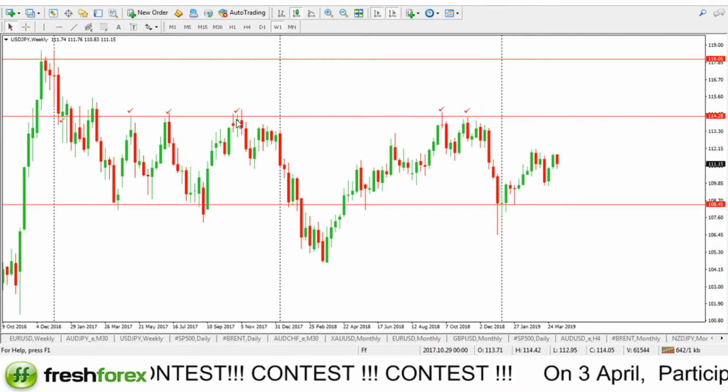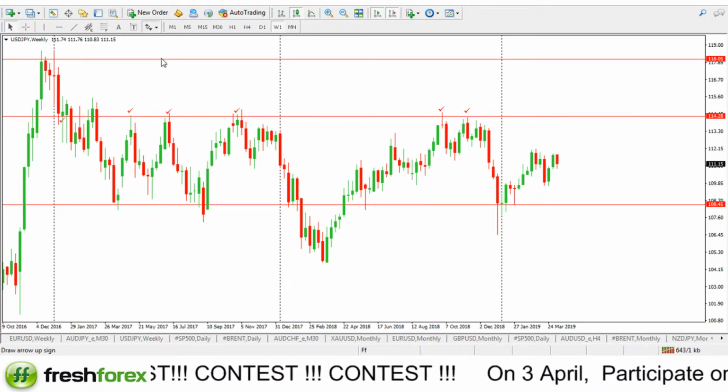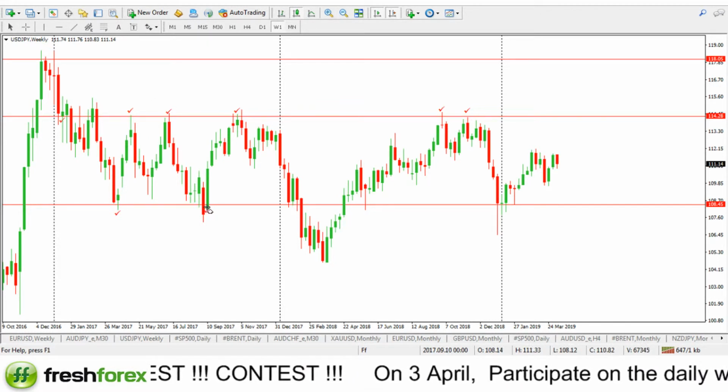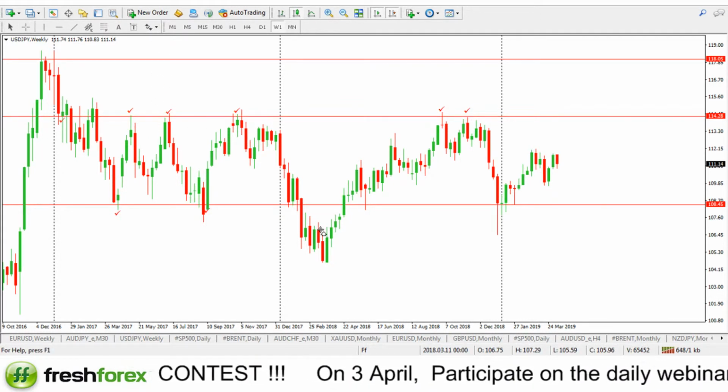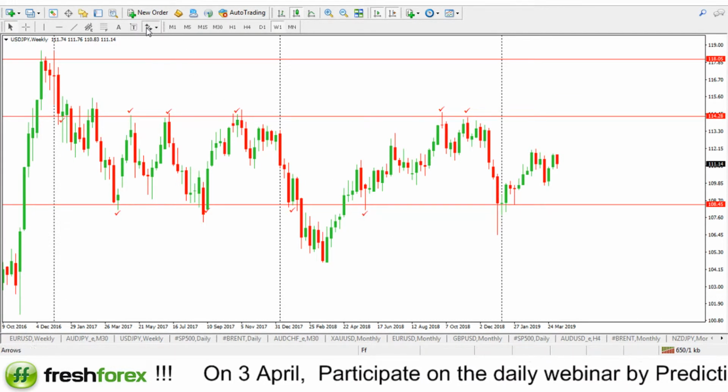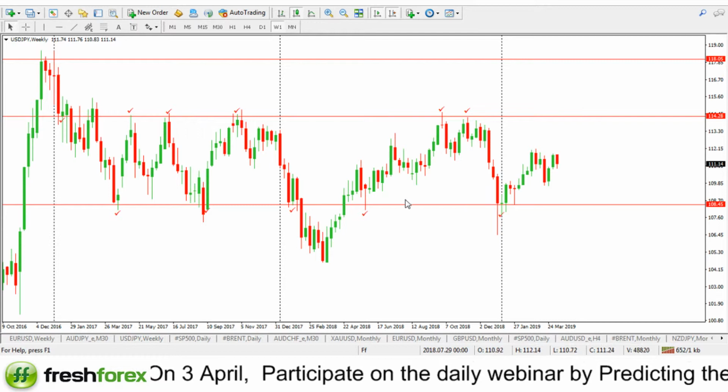Resistance, a resistance. The same way on the lower side we have a support. We also have here a support, and here a support. There's also this, a very good support. We also have this as a good support.